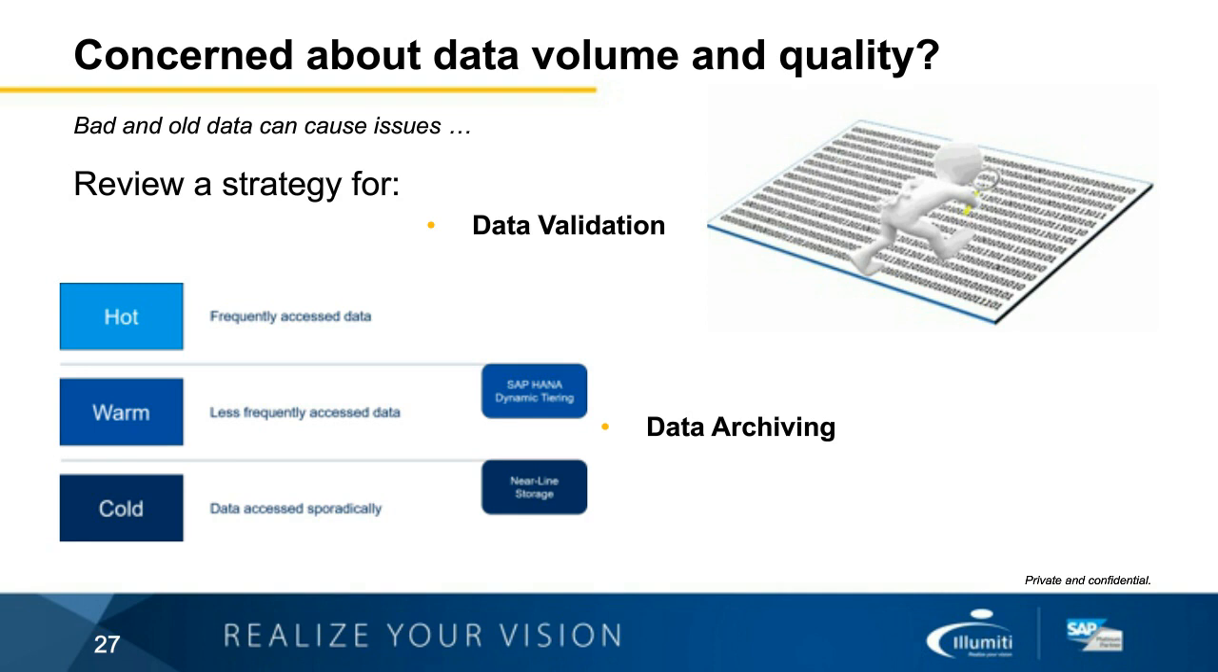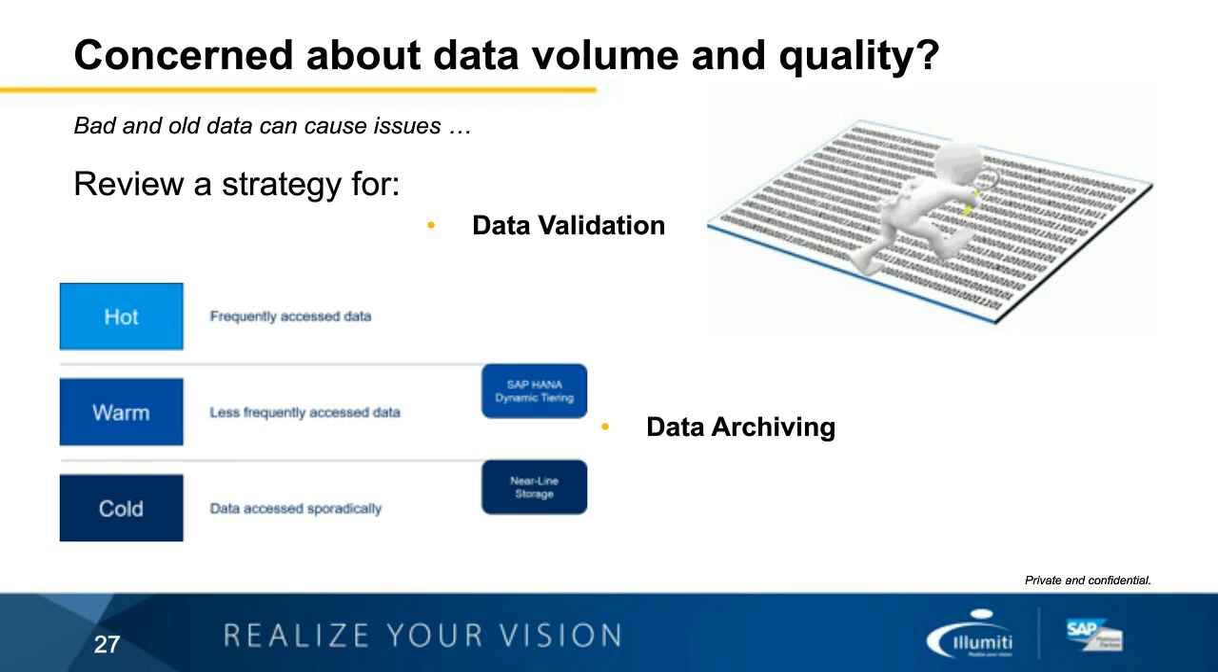And so you need to go through that validation, and then you need to go through some data archiving methodology in terms of what data do I need all the time, what data do I only need some of the time, and what data do I not need at all. And those are the hot, warm, and cold categories you typically hear about.